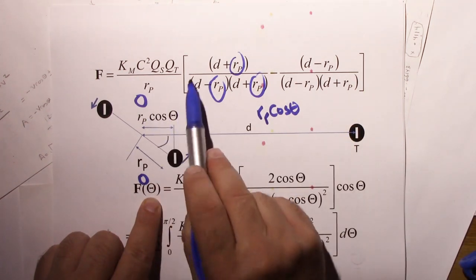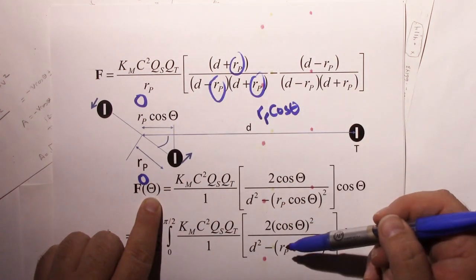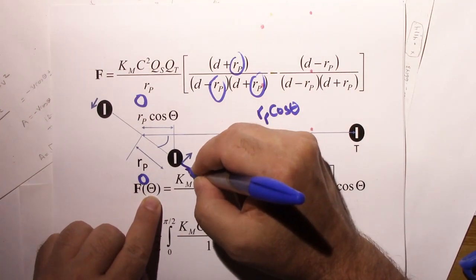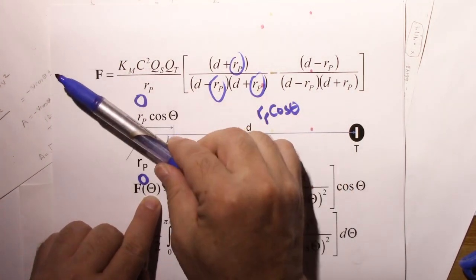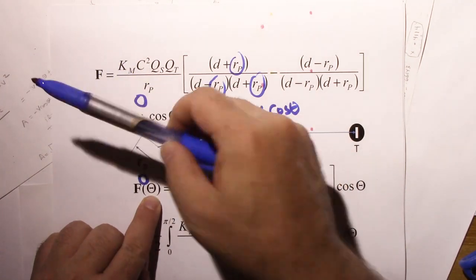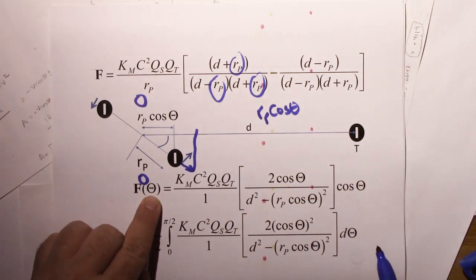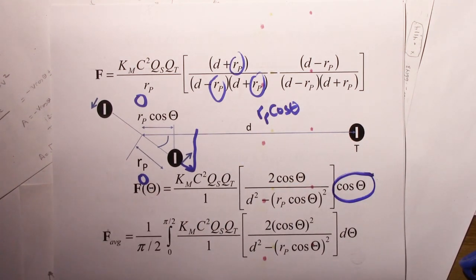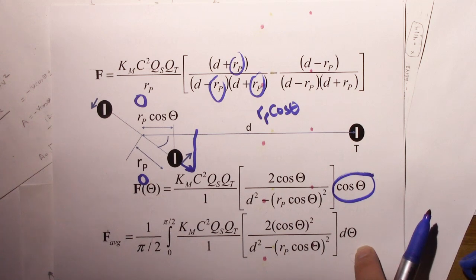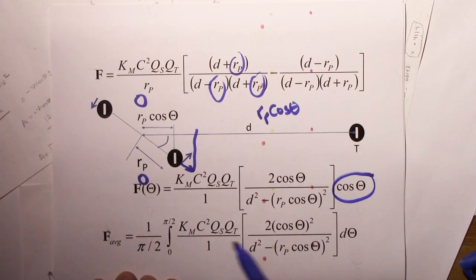But not over here, only in this area here. And because the force vector is only along the direction perpendicular, or I guess this way, the force vector also has the cosine of theta applied to it. So you have to put another cosine of theta on the outside. Once you reduce all this, you get to this equation. Then you take the average force and integrate from 0 to theta equals pi over 2, and to make it an average, you divide by pi over 2.